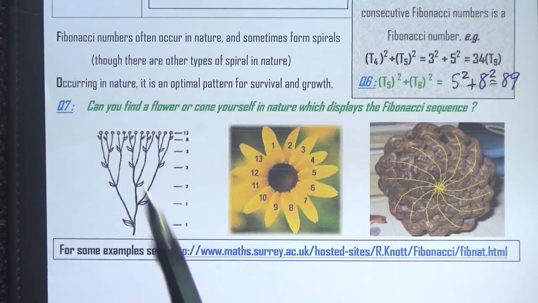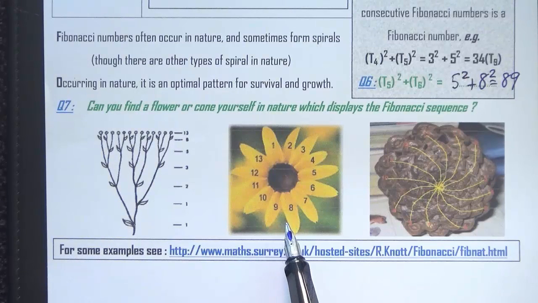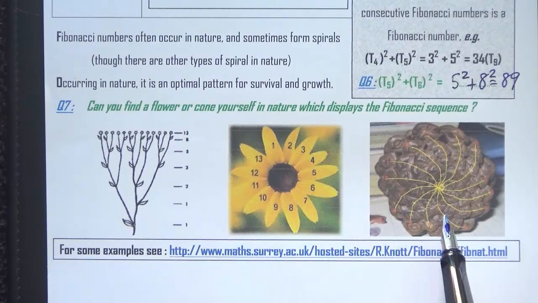Lastly, Fibonacci numbers often occur in nature. I've given 3 examples here. This one is the occurrence of leaves in a tree. This is the number of petals on a flower. And this is the number of spirals in a cone. If these numbers appear in nature, you can be sure that they're optimal ones for survival and growth. You can find some good examples at this website, or you can have a look yourself and see if you can find some examples in nature.